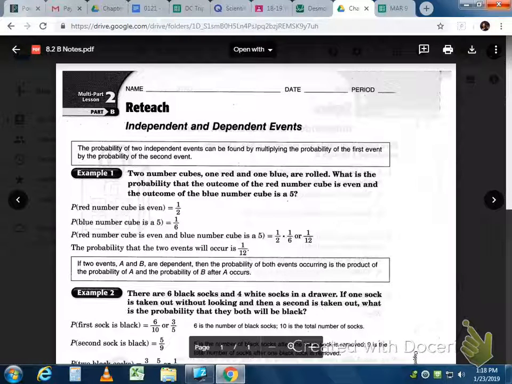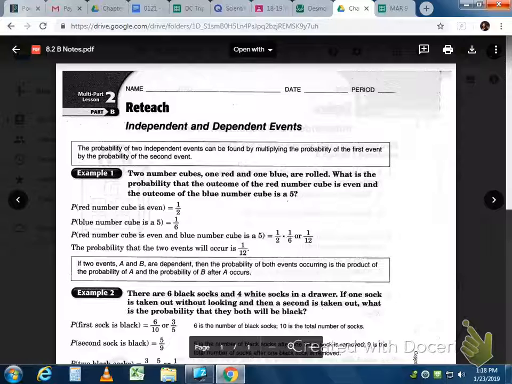Lesson 8.2b, independent and dependent events. So we are continuing our discussion on probabilities. Independent and dependent events, I think they're better described with examples, but I'm going to go ahead and read.